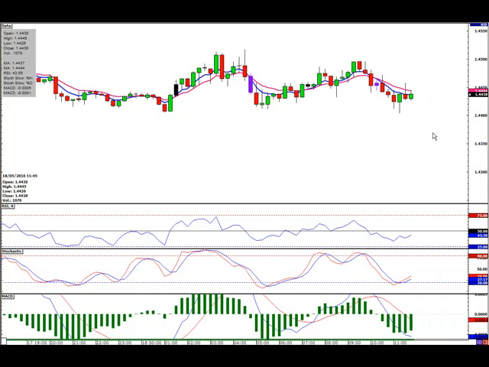One didn't pan out as nice as we'd wanted it to, but again, it cut some of our losses. And then the second trade of the day, we did end up getting a win there. So not too bad for today.